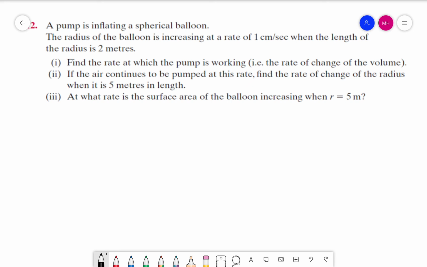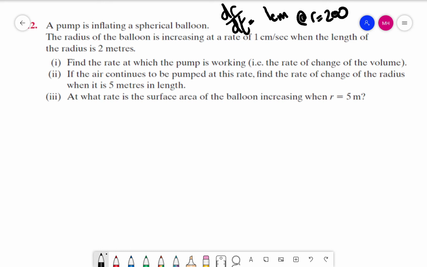So, question 12. A pump is inflating a spherical ball. The radius of the ball is increasing at a rate of 1 centimeter per second when the length of the radius is 2 meters. So the radius of the ball is increasing, so that's dr/dt. That's equal to 1 centimeter per second when r is equal to 2 meters. Now that's meters and centimeters, so I'll just convert everything into centimeters. So that's at r equal to 200. So dr/dt is equal to 1 centimeter per second when the radius is 200.